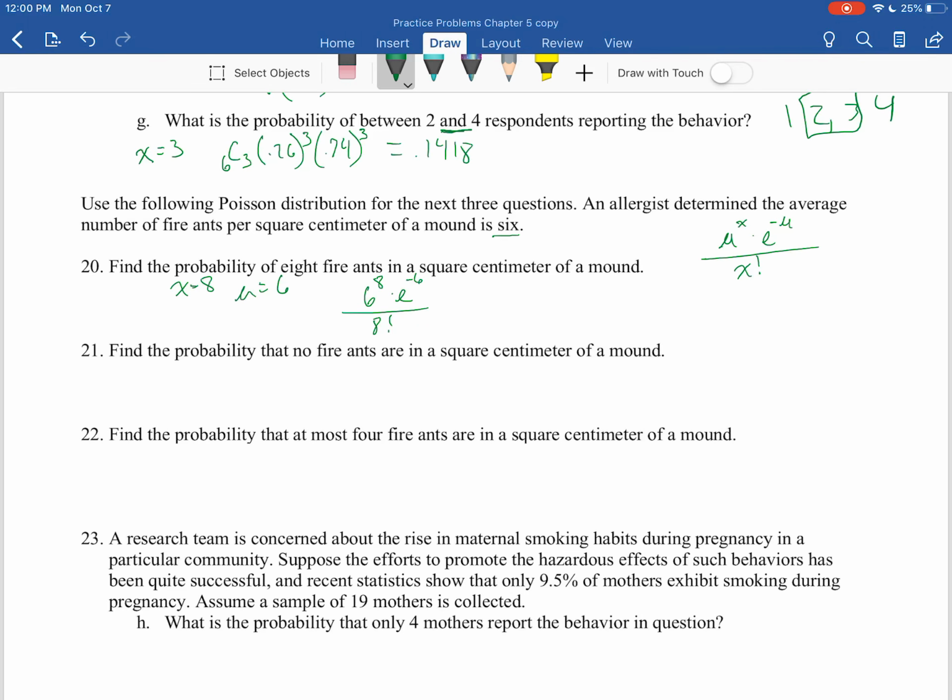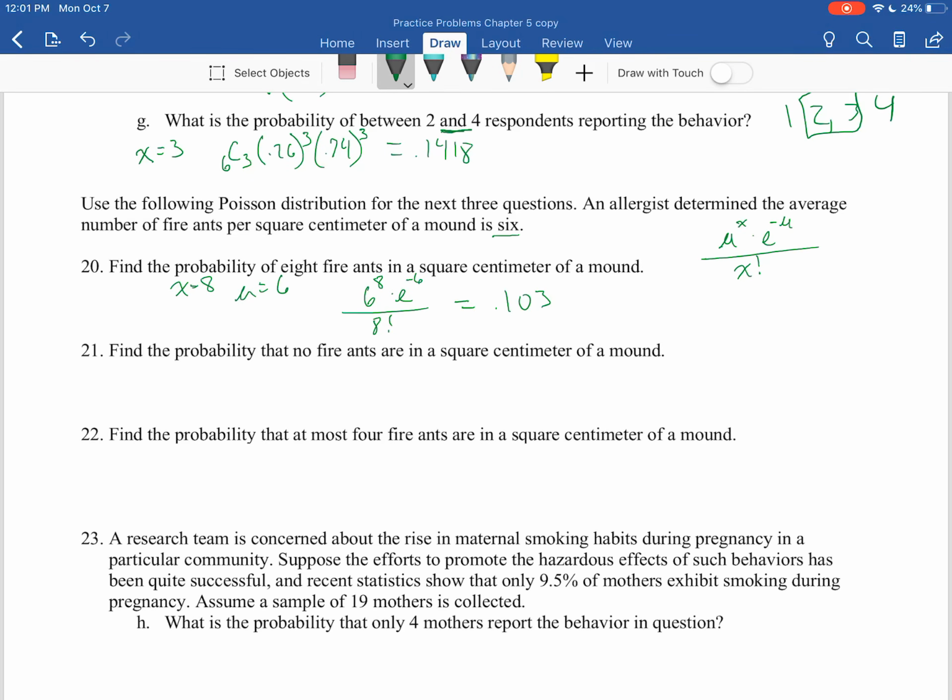Once again, you can put this all in the calculator. If you go to the sheet that is posted online for your TIE 384, on how to find Poisson's distribution, you go second, distribution, and at the very bottom they have Poisson's distribution, and you can find the values there. When you do all this either by hand or using a calculator, you get a value of 0.103, or there's a 10.3% chance of 8 fire ants being on the mound.